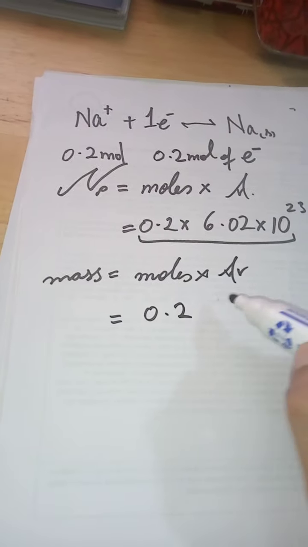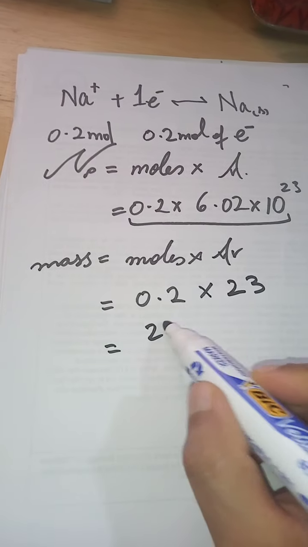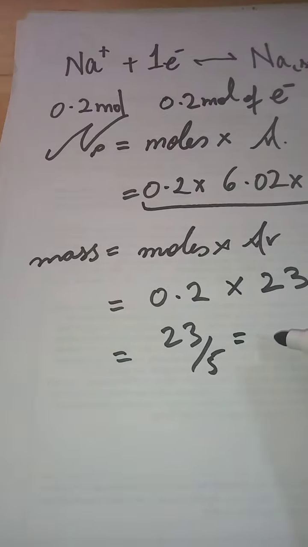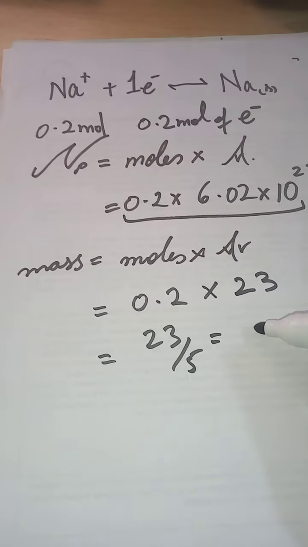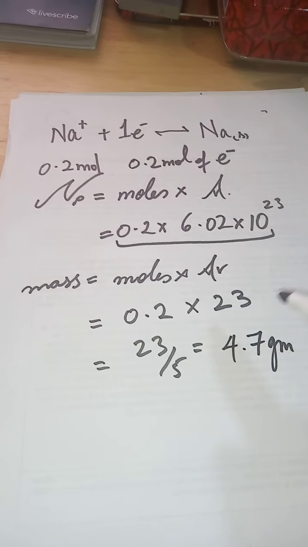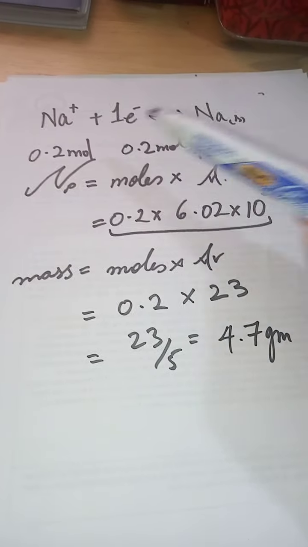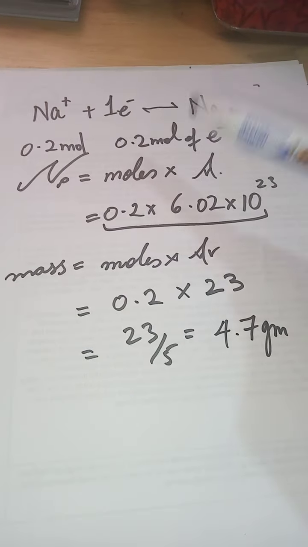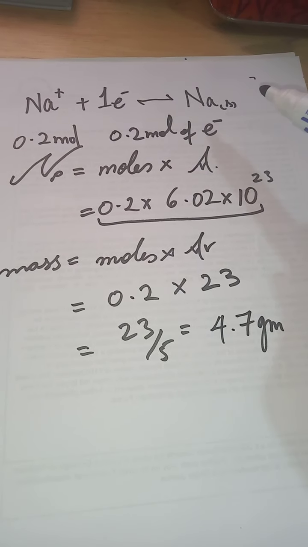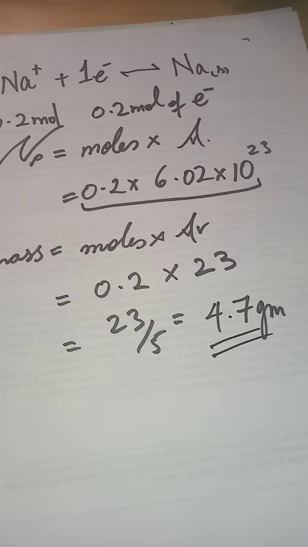0.2 times 23, so that would be 23 divided by 5, roundabout 4.7 grams of sodium shall be deposited onto the cathode when 0.2 moles of sodium ions require 0.2 moles of electrons to be deposited onto the cathode. So around about 4.7. I don't have my calculator with me at the moment.